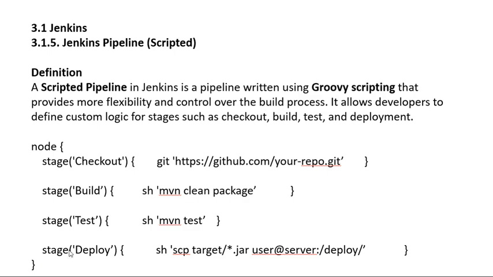Another stage is the single quotes deploy, and counts close, and the curly braces inside the sh, and the single quotes scp target slash star dot jar, and the users underscore at the rate server colon slash deploy slash, and curly braces over, and node curly braces over.